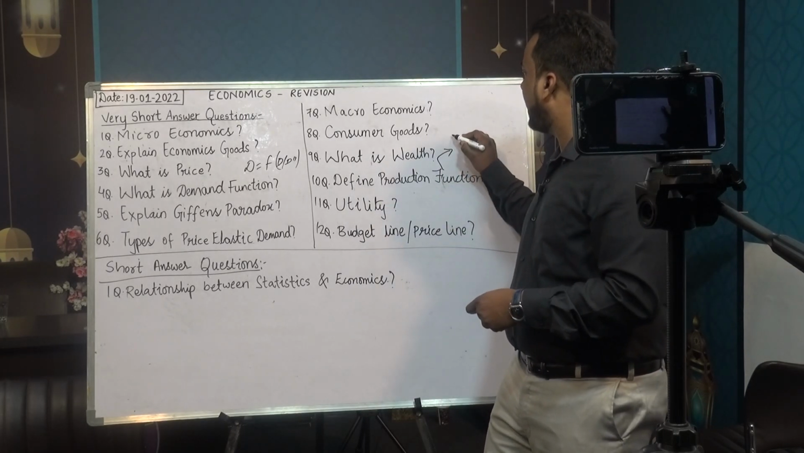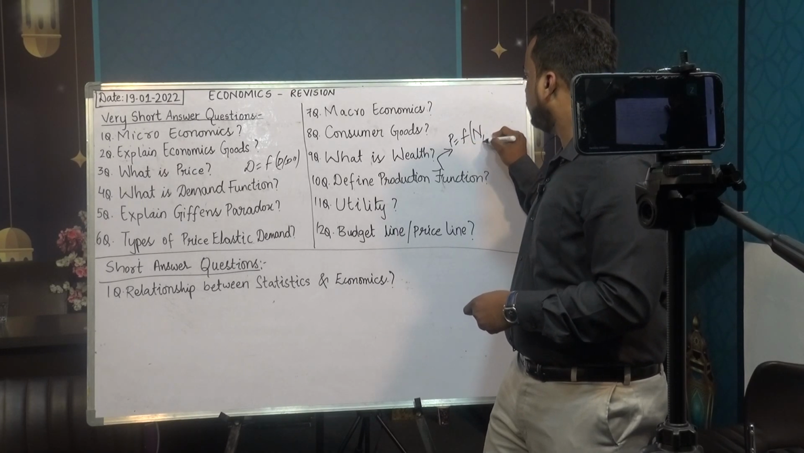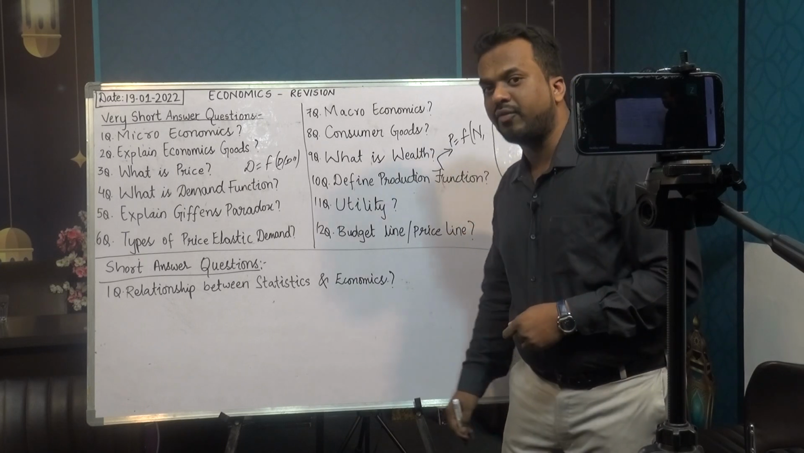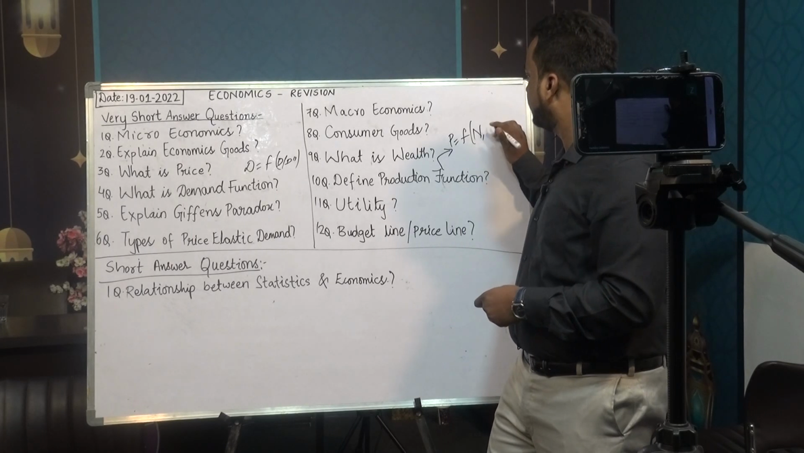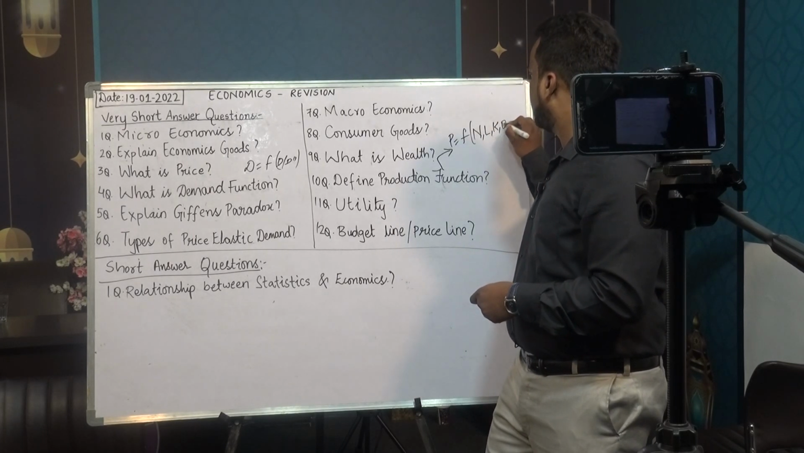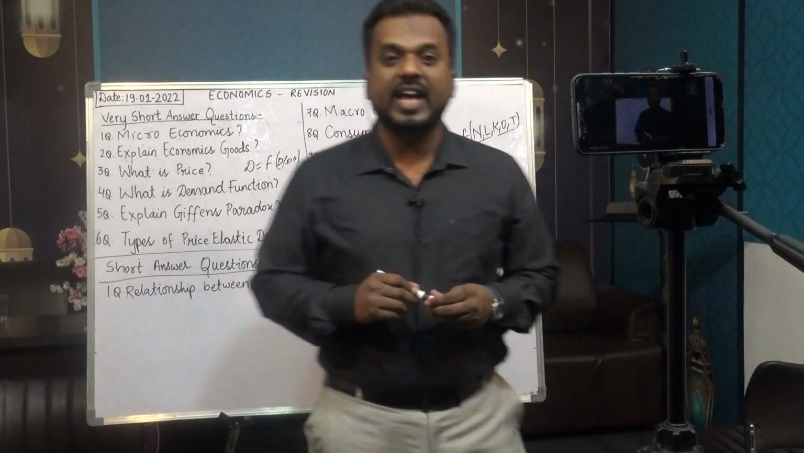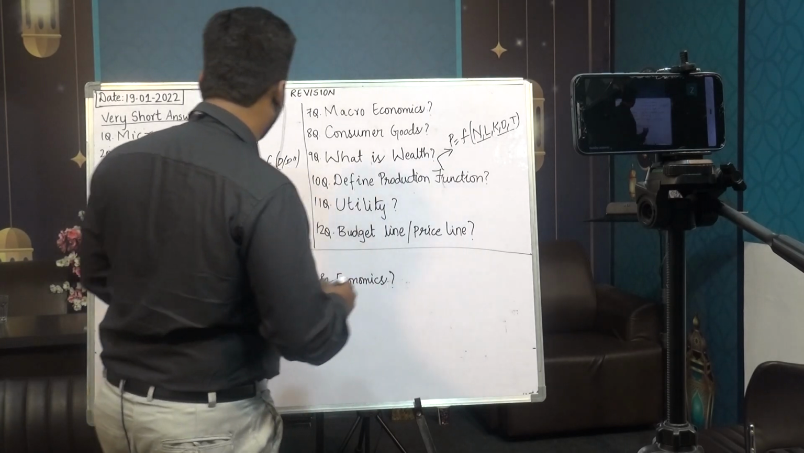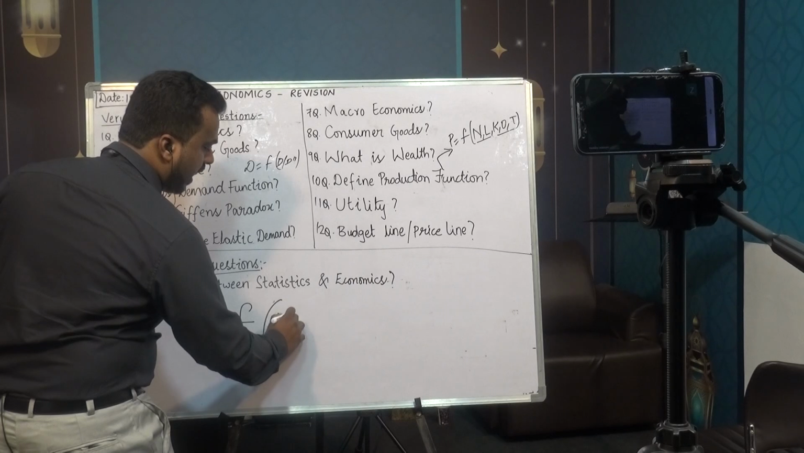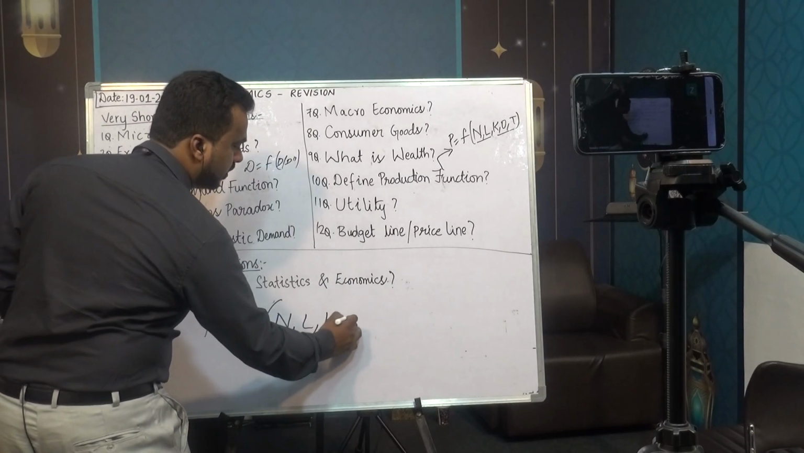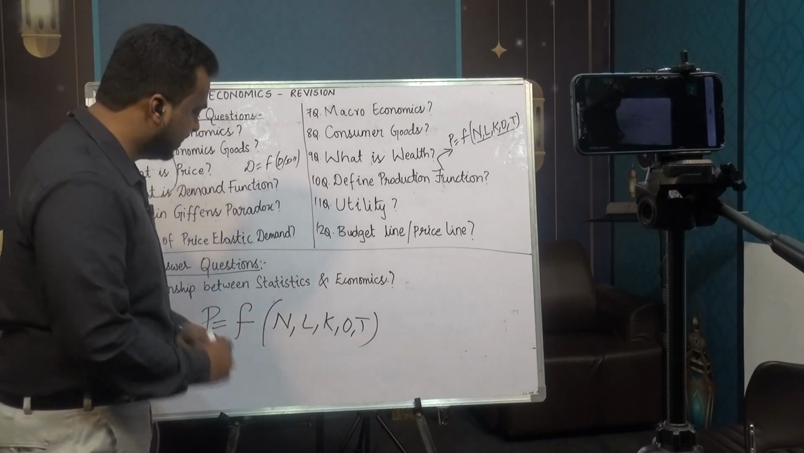Define production function. प्रोडक्शन फंक्शन क्या है? P is equals to F of NL cot. NL cot, ये वर्ड याद रखो. I'll write once again here. Production function: P is equals to F of NL cot. Easy है? Just to remember, P is equals to F of NL cot.